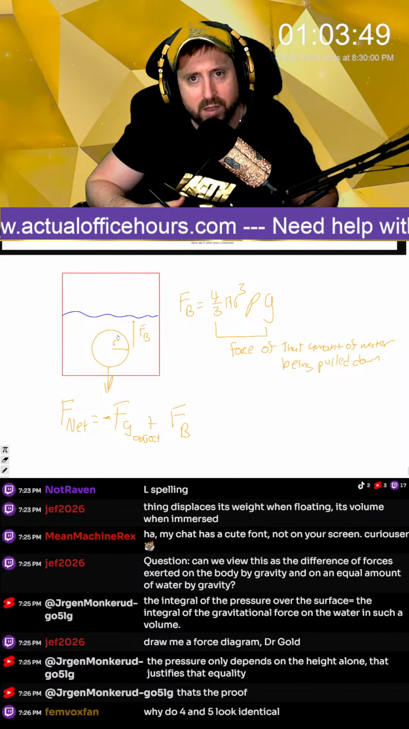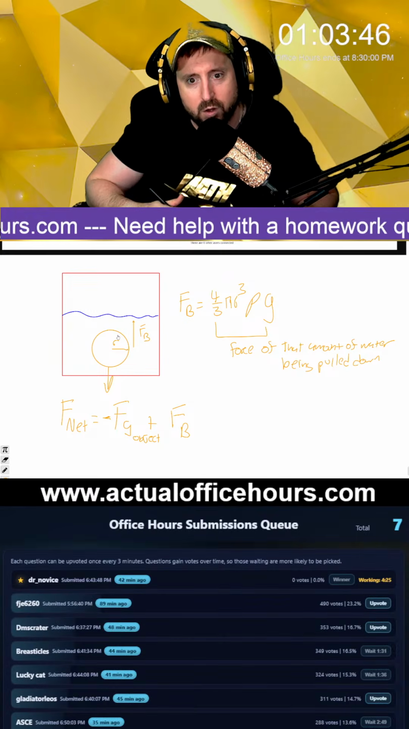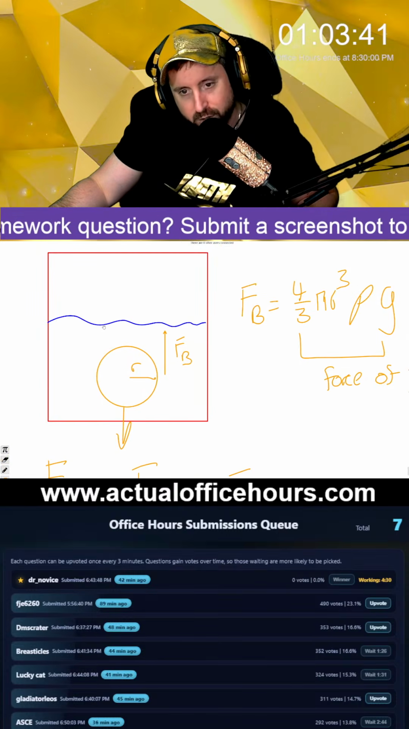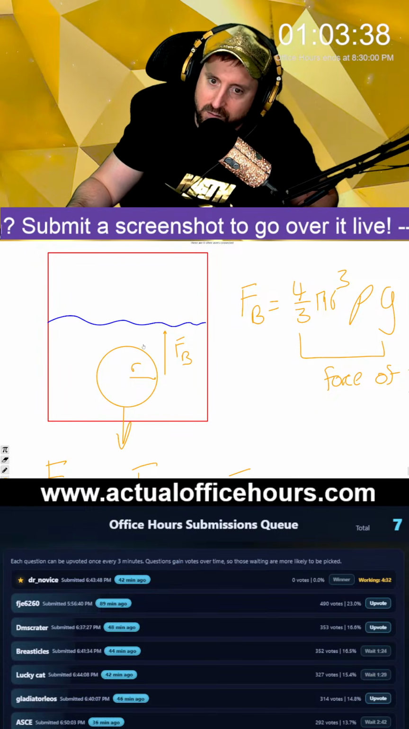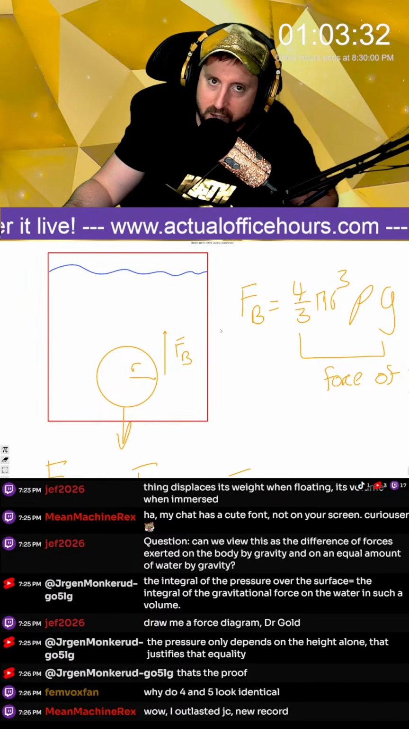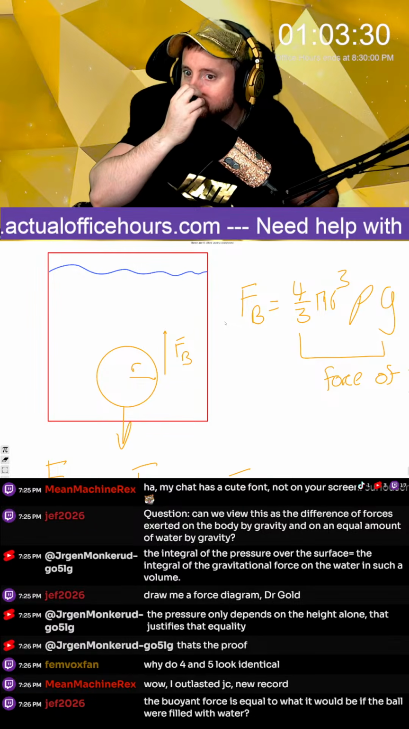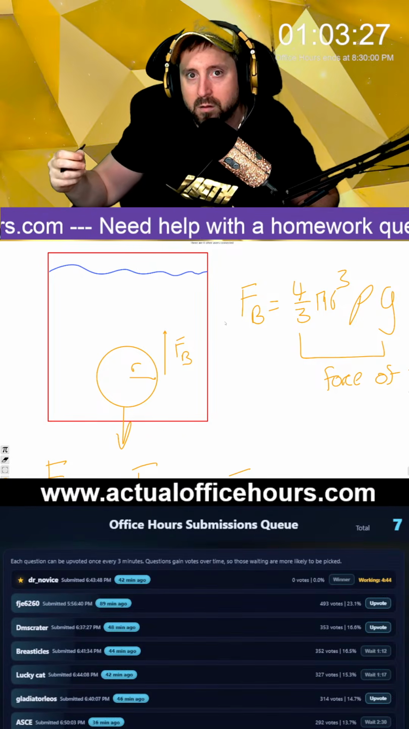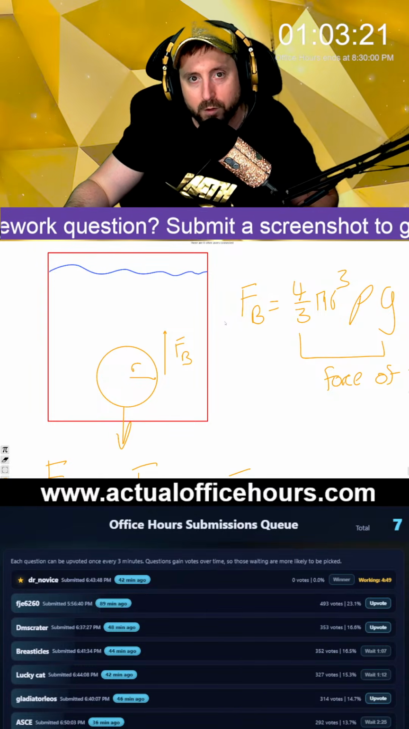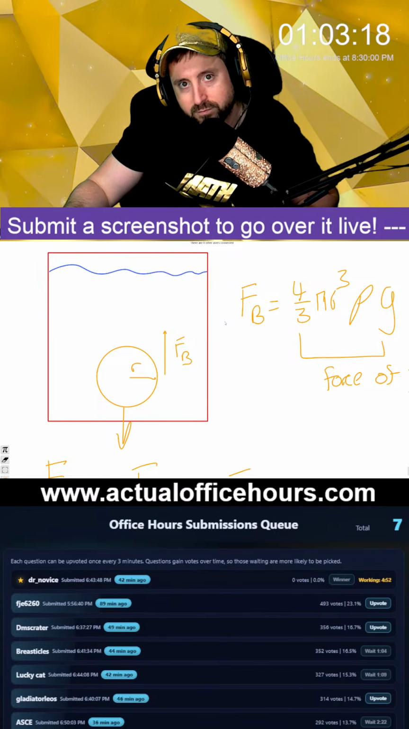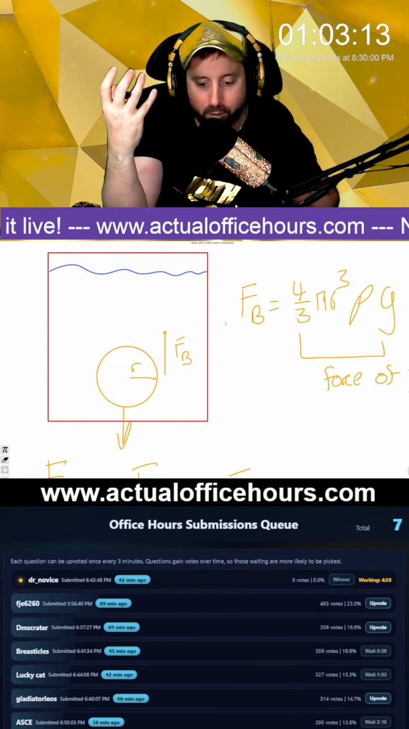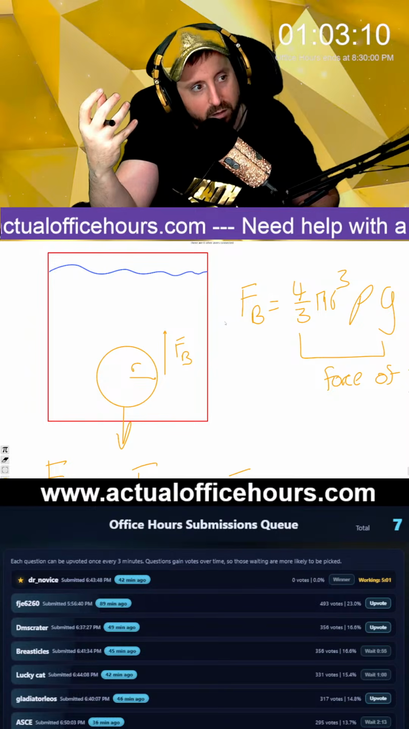Right. The pressure only depends on the height alone. That justifies the equality. Oh, okay, I see. The pressure... Well, buoyancy actually doesn't matter, right? Whether it's here or whether it's here, the buoyant force is the same. The buoyant force is equal to what it would be if the ball were filled with water. Correct. Well, what the weight of that stuff would be?